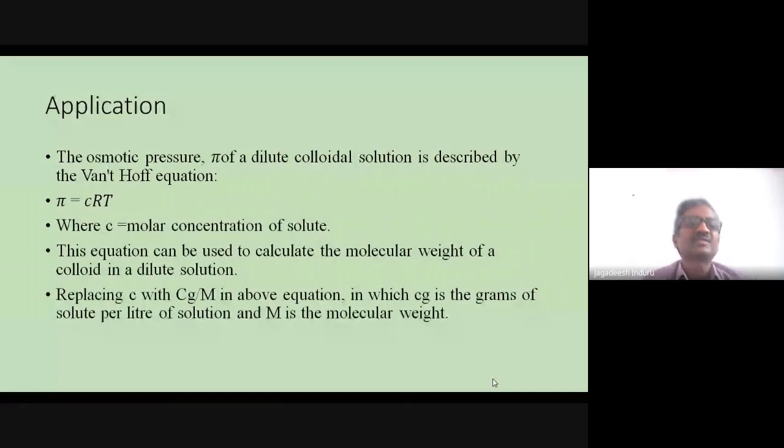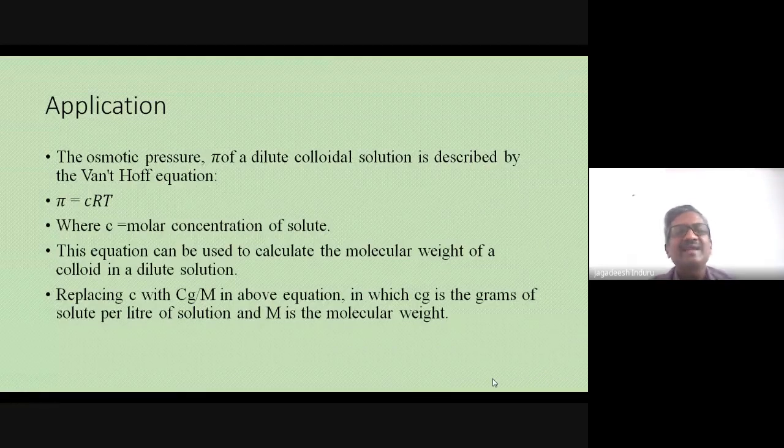So in the Van 't Hoff equation, we have got C R into T. R is a constant, T is the temperature which you can know, and osmotic pressure is directly proportional to the C. Why it is important to us is because we can replace the C with Cg by M, that is the concentration of grams of solute per liter of solution. M is the molecular weight.